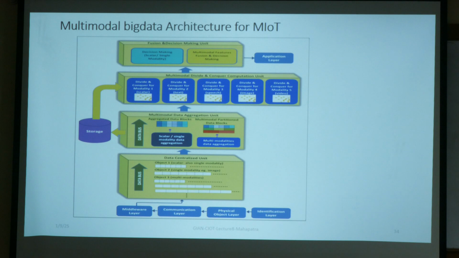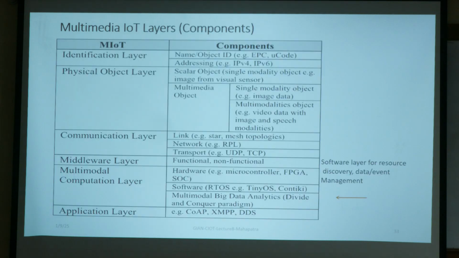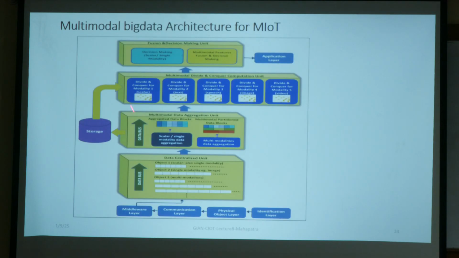So if you notice, you start with the identification layer, physical object layer, communication layer, then middleware layer. Remember that? And the application layer is there also, you'll see. So this is what we are trying to fill, the gap. You have 4 stages here, the application layer here, and the rest of them here. All these things are for big data processing, or multimodal big data architecture for MIoT.